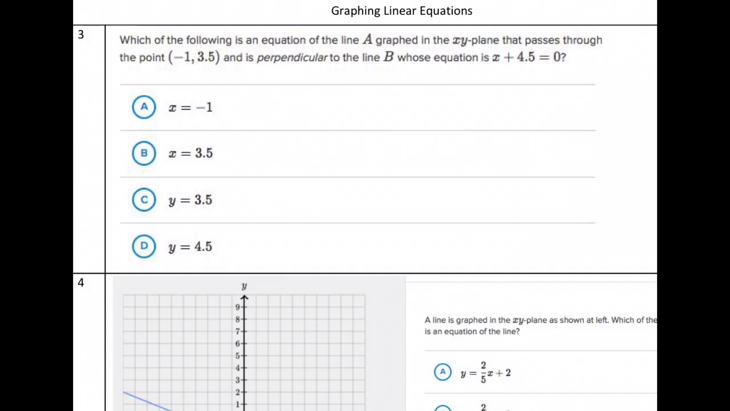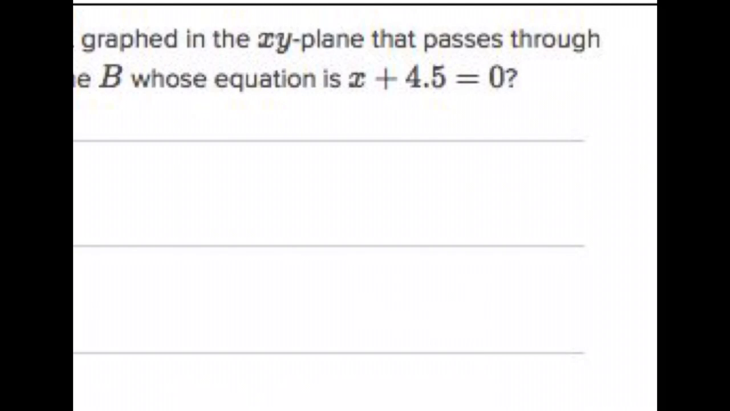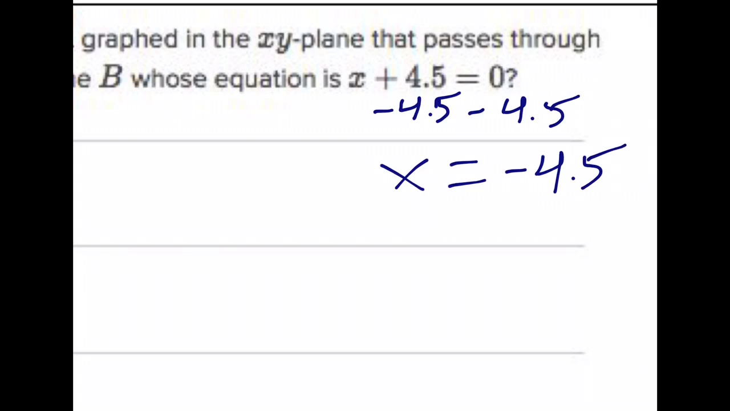Number 3. Which of the following is an equation of the line A graphed in the xy plane that passes through the point negative 1, 3.5 and is perpendicular to the line B, whose equation is x plus 4.5 is equal to 0? An important first step is recognizing that x plus 4.5 equals 0 is an exception to the usual rules for lines. It's not y equals mx plus b. Instead, if we subtract 4.5 from both sides, we get x is equal to negative 4.5. This means we are looking at a vertical line.